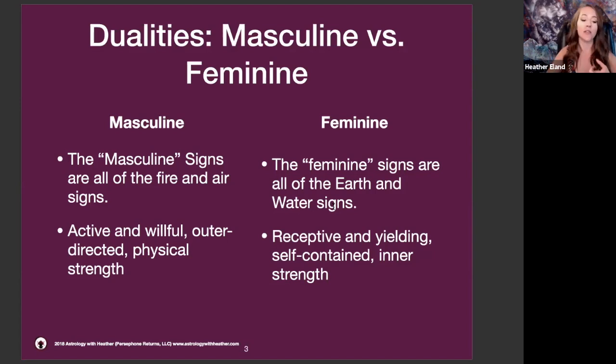So the masculine signs are going to be Aries, Gemini, Leo, Libra, Sagittarius, Aquarius, right? Those are the masculine signs. The feminine signs are going to be Taurus, Cancer, Virgo, Scorpio, Capricorn, and Pisces. And these things will make a little bit more sense as we go through and talk about this more in depth as we move through this lecture.